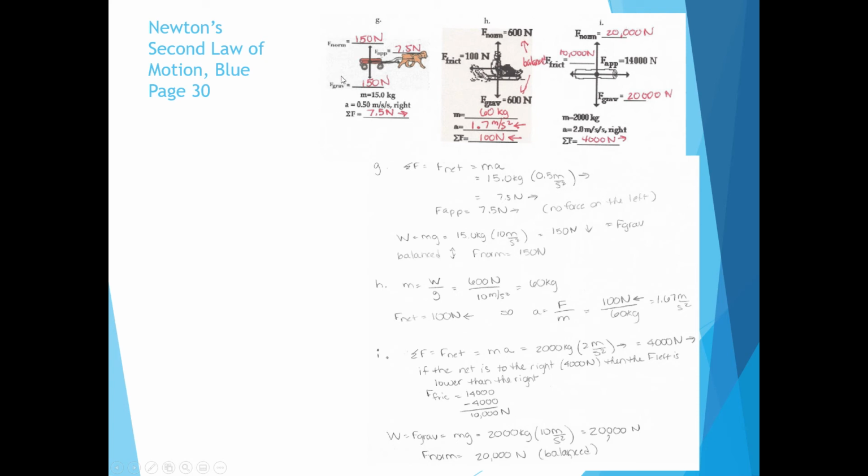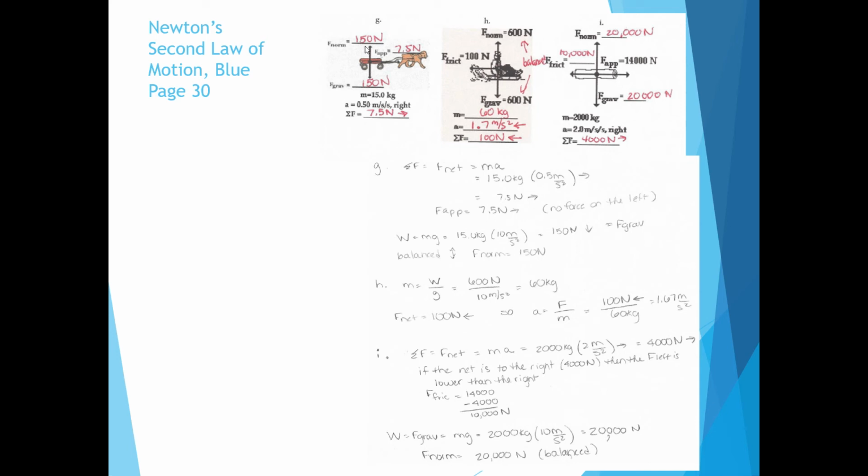Looking at our free body diagram, knowing that it's 7.5 newtons to the right, we can fill in our F applied here right away. We were given our mass, but we weren't given our weight. So we can use weight equals mass times gravity, which is 15 times 10. So we get 150 newtons down. So that's how we fill in our F gravity. And our F normal is upwards and it's balanced, so it's going to be the same.